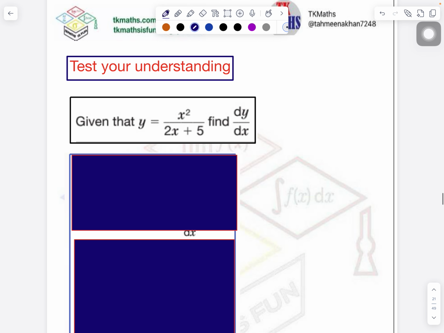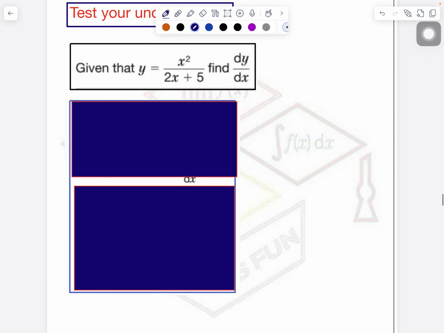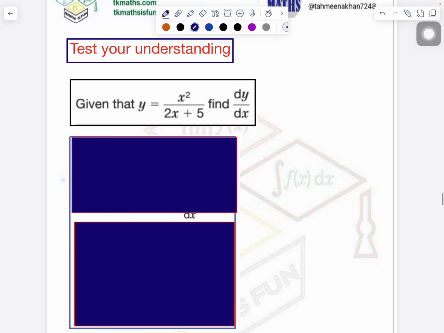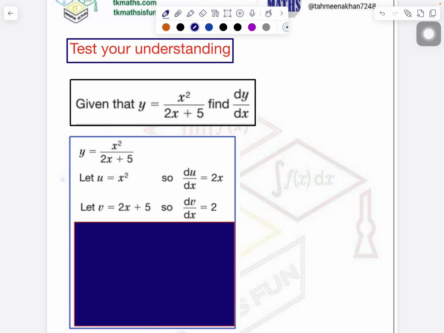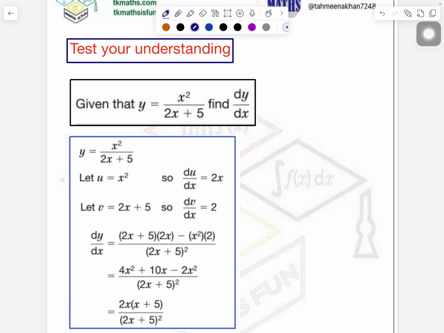So now you can test your understanding in this case and I will show you the solution directly. So you can put the video on pause. Okay, so I'm not explaining this. If you have any question, you can ask me.